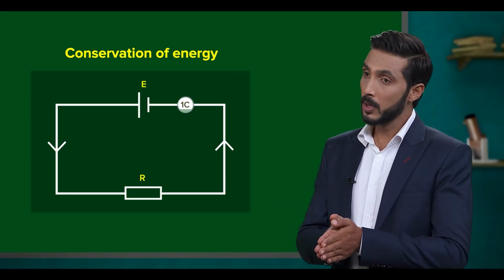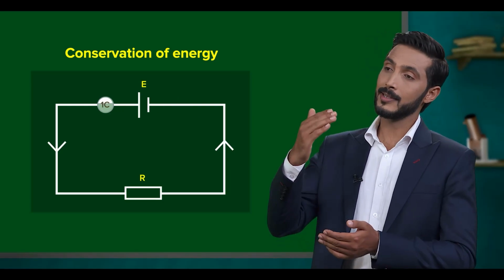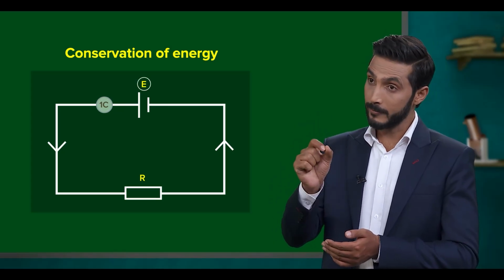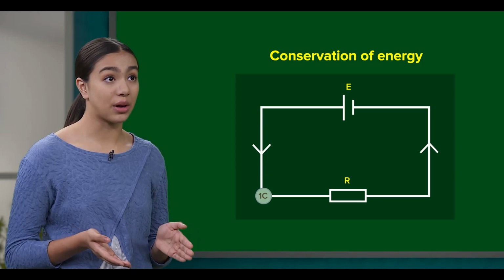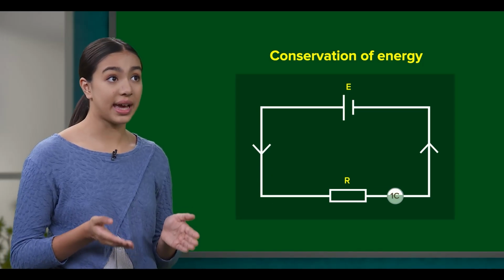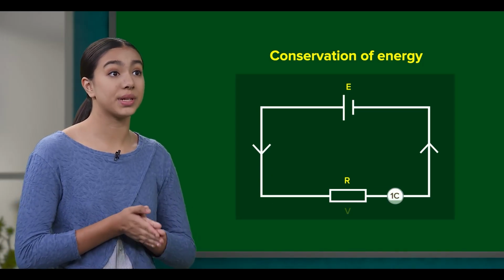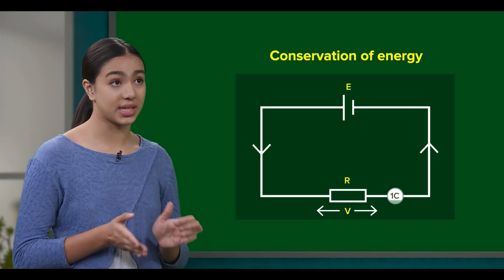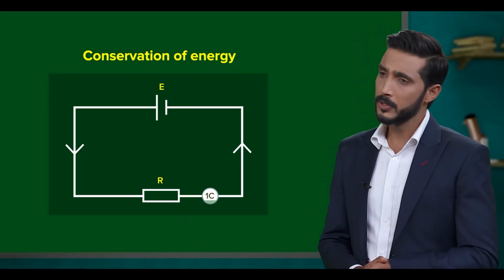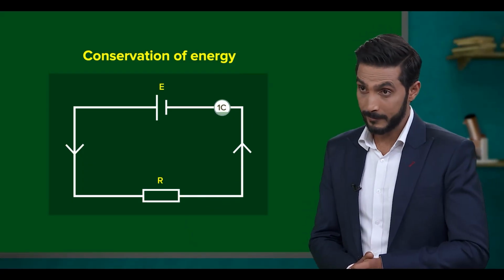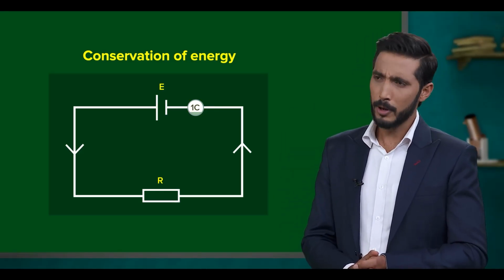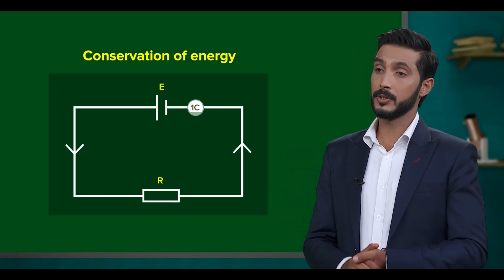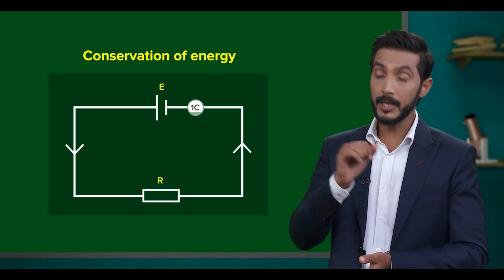Whenever it moves through a source, it gains energy equal to the EMF of the source. In that sense, whenever it encounters resistance, it loses energy that is equal to the potential difference across the resistance. That's right. But if the charge ends up at the same point it started from, the energy gained and lost by the charge while moving around the circuit must be equal.